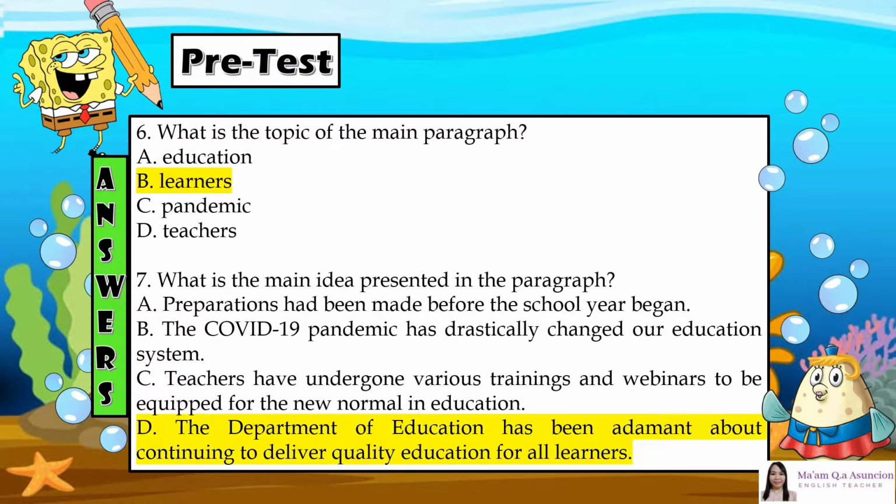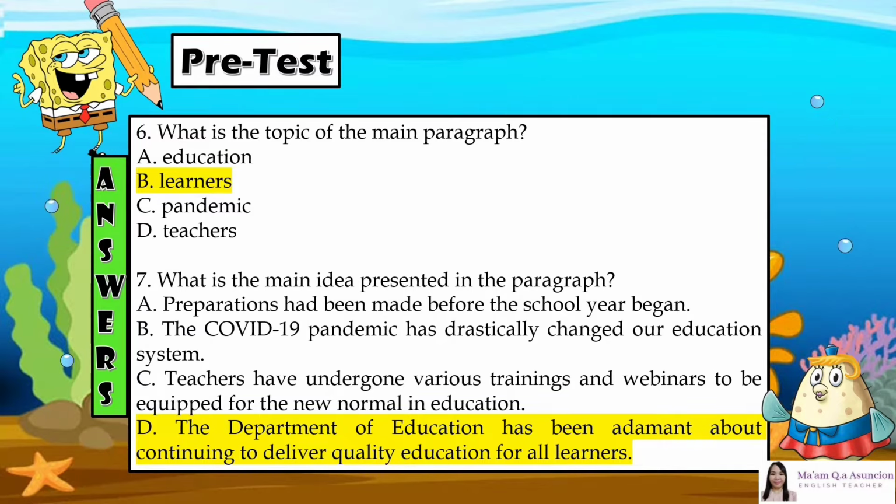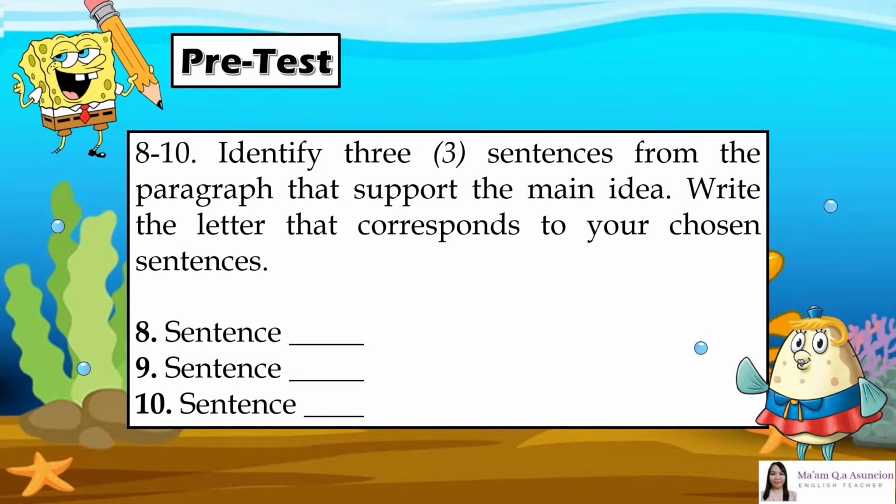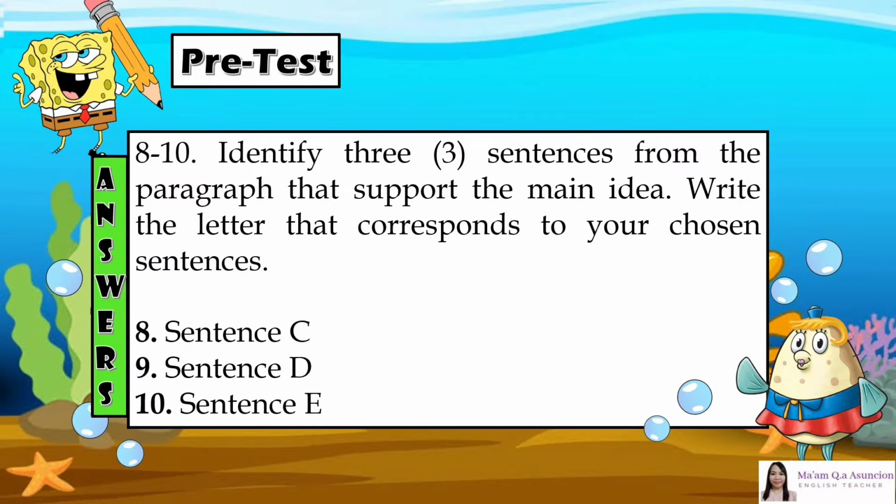Answers. 6. B. Learners. 7. D. The Department of Education has been adamant about continuing to deliver quality education for all learners. 8 to 10. Identify 3 sentences from the paragraph that support the main idea. Write the letter that corresponds to your chosen sentences. Answers: 8. Sentence C. 9. Sentence D. 10. Sentence E.